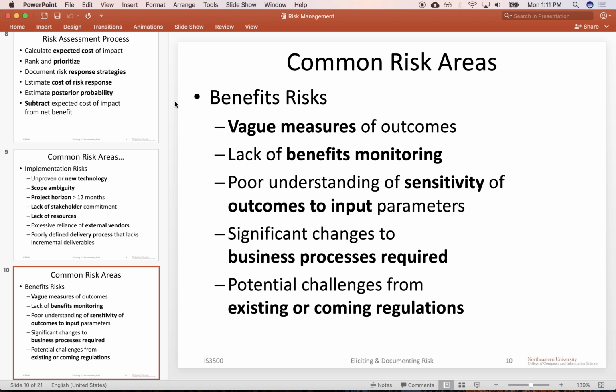Also, we're not sure of the sensitivity to different events occurring, and what the impact might actually be from a particular event occurring. Business processes might change, and there might be several legal regulations coming that might affect us negatively.